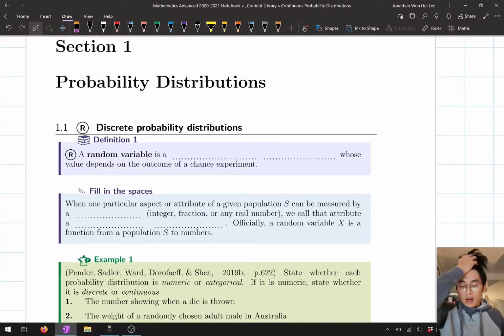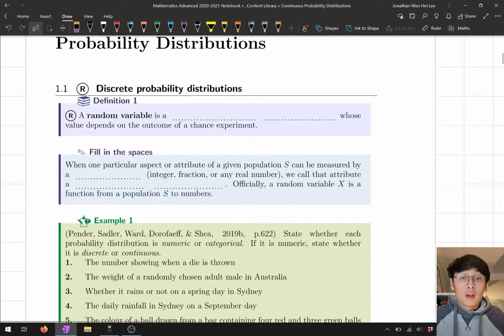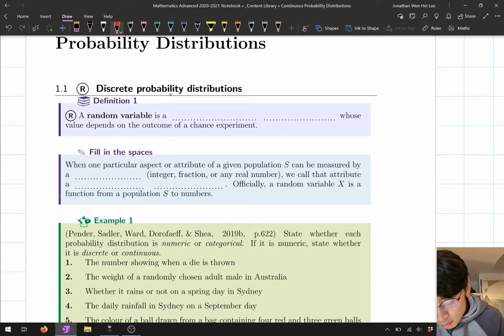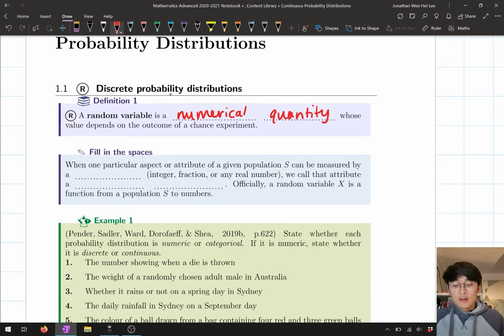Here we're going to do a little bit of revision over discrete probability distributions. This we had a look at in Year 11, and just a reminder here, a random variable, so let's talk about this definition. A random variable is a numerical quantity whose value depends on the outcome of a chance experiment. And so we talked about this. This is that stuff where we did P of X is equal to a particular number. P of X is equal to x, small x.